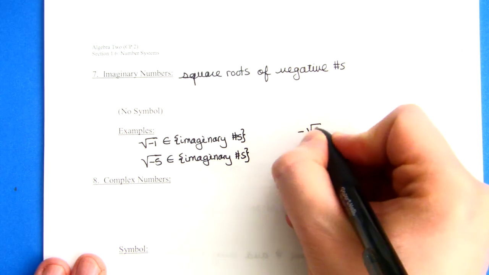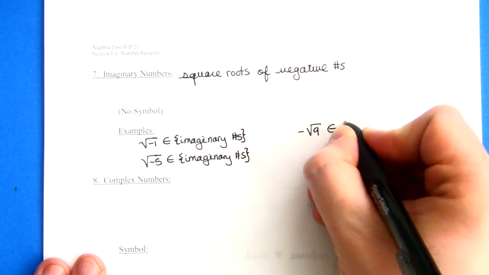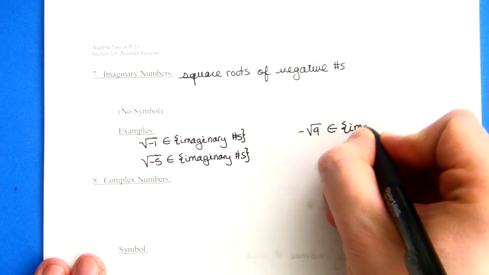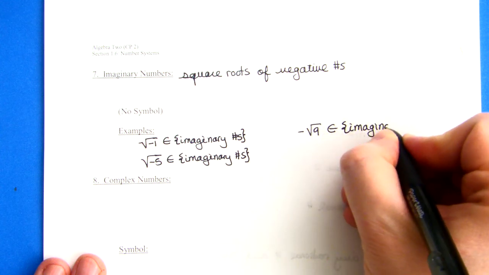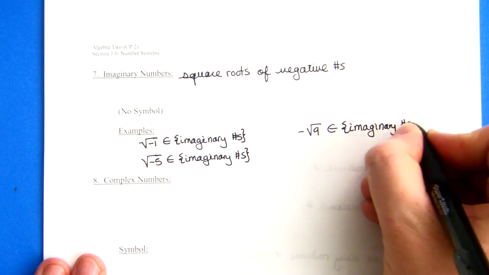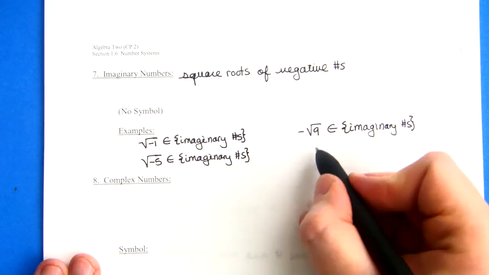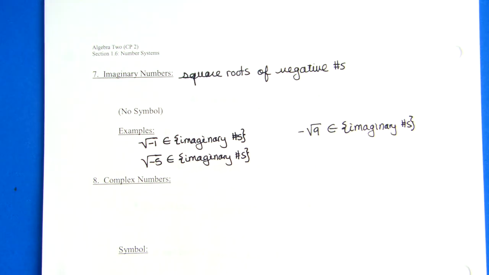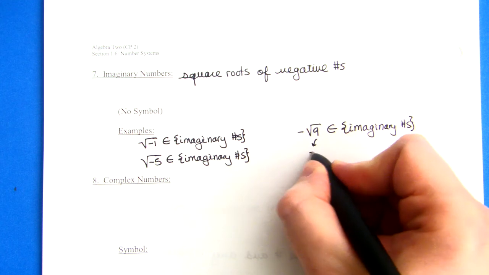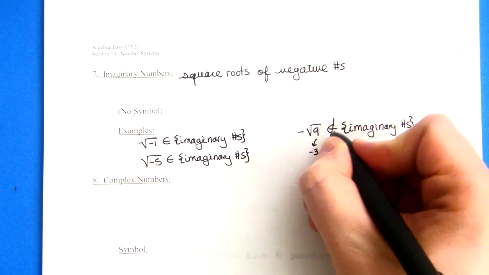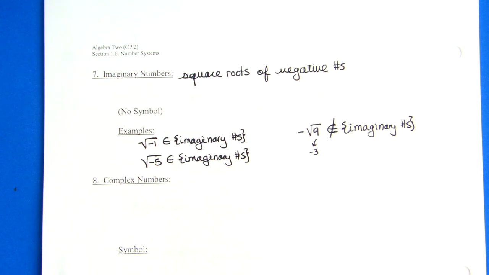Negative the square root of 9 is in our set of imaginary numbers. Oh, wait a minute. Is it? Is negative the square root of 9 an imaginary number? Actually, no, it's not. This is just negative 3. It's not in our set of imaginary numbers. It's an integer. It's a real number. The negative has got to be underneath the square root for it to be an imaginary number.